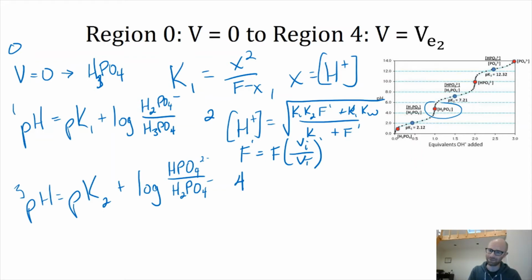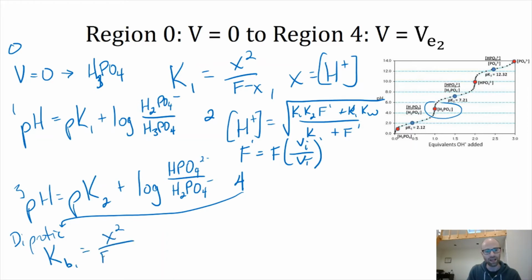Region 4 for the diprotic system was our fully basic region, so I'll write that down here. For a diprotic system, we would be using Kb1 is equal to x squared over F double prime minus x, where x equals the hydroxide ion concentration. But here in the triprotic system, this actually looks, not unsurprisingly, like our first equivalence point. It's just been shifted over by 1, which is similar to what we were talking about with triprotic systems as a whole, where the second intermediate is just a rehash of the first intermediate with different numbers.